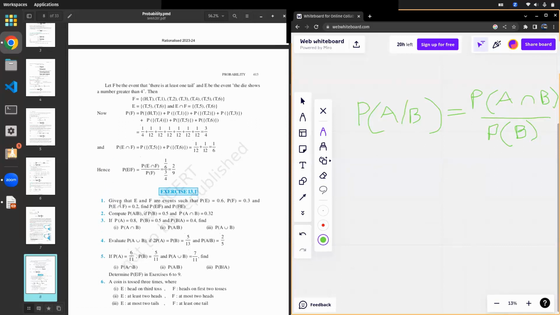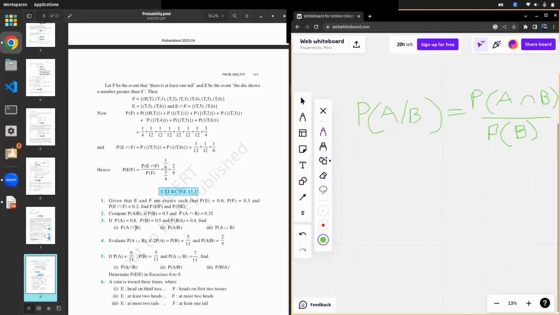So in the first question, given that E and F are events such that probability of E is equal to 0.6, probability of F is equal to 0.3, and probability of E intersection F is 0.2. We have to find the probability of event E given that F happened, and probability of F given that E happened. So this is a direct substitution question. We can substitute the value of P of E intersection F, which is 0.2, and in the denominator, we can substitute the probability of F. So this is a sort of easy question. Similarly, we can find P of F given that E happened.